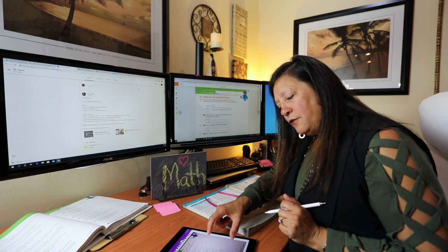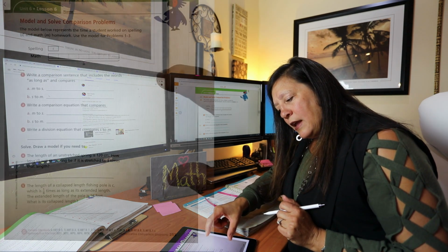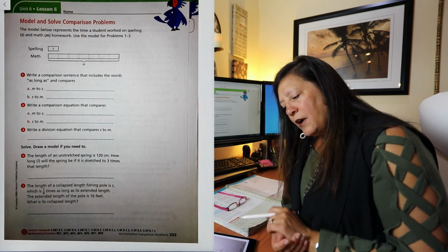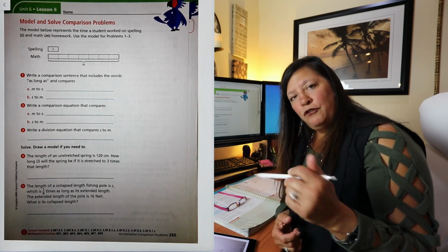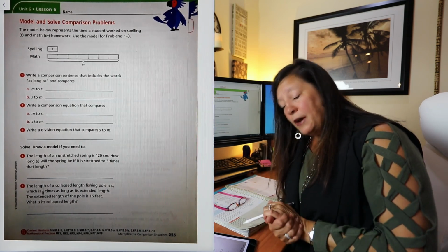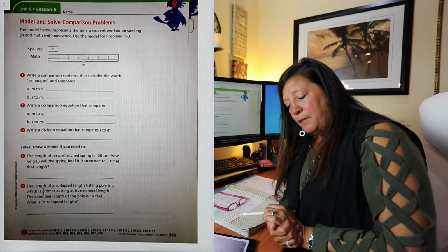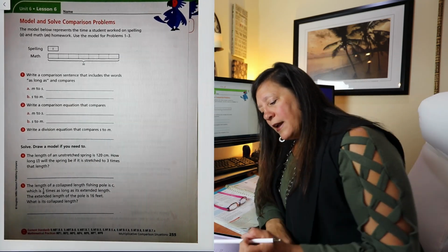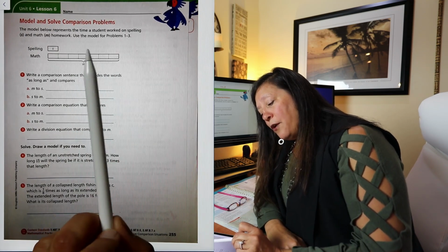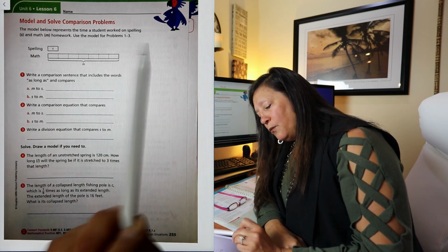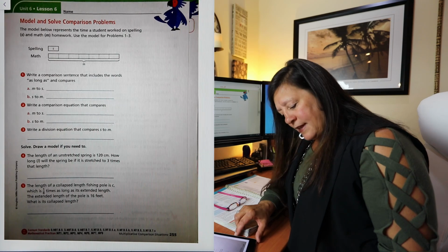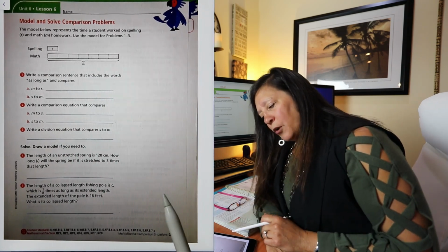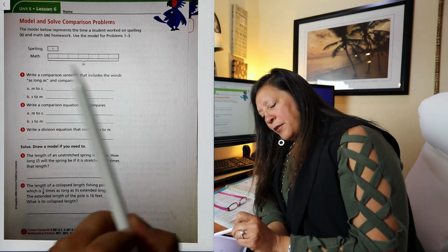Let's start out on page 255, and they have a model for us showing spelling compared to math, and we're going to write some comparison sentences comparing the two and then some comparison equations. All right, let's read the directions here. The model below represents the time a student worked on spelling S and math M homework. Use the model for problems 1 through 3.